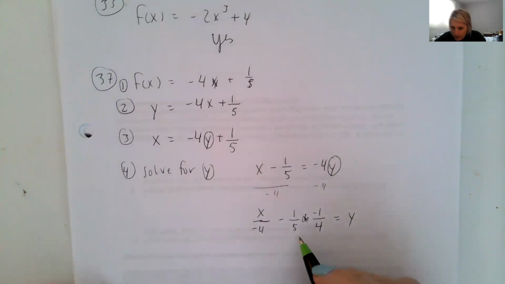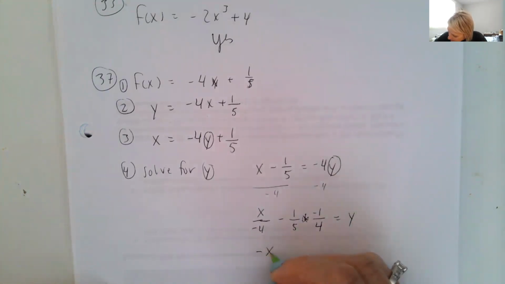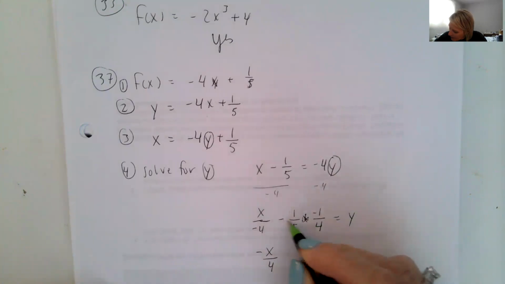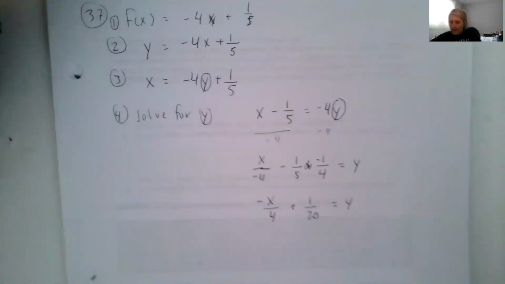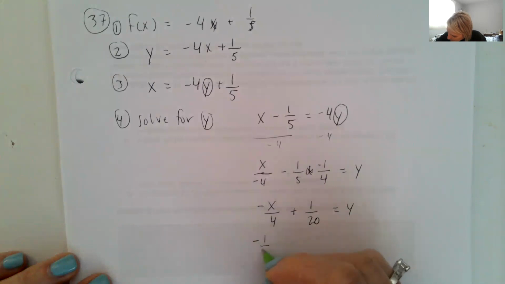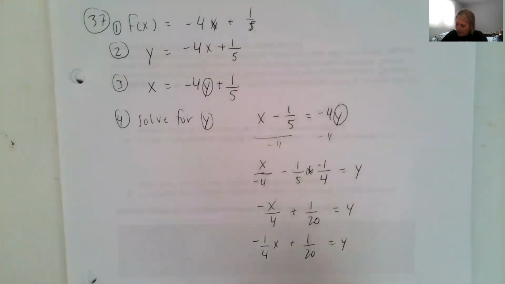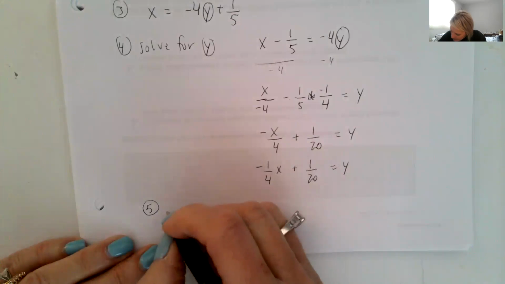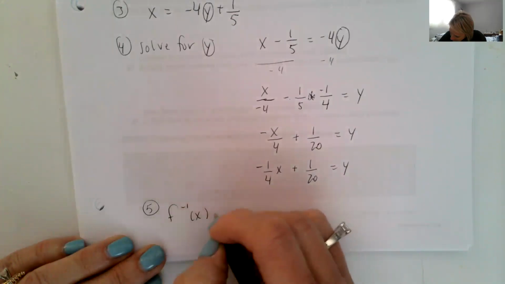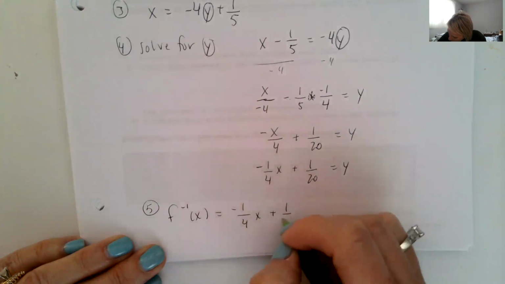So dividing by 4 over 1 is the same as multiplying by 1/4. So we have a negative x over 4, and then a negative 1/5 times a negative 1/4 is a positive 1/20 equals y. So we can write this as a negative 1/4 x plus 1/20 equals y. And then our last step is just to write it as an inverse function. So the inverse function of x equals a negative 1/4 x plus 1/20.